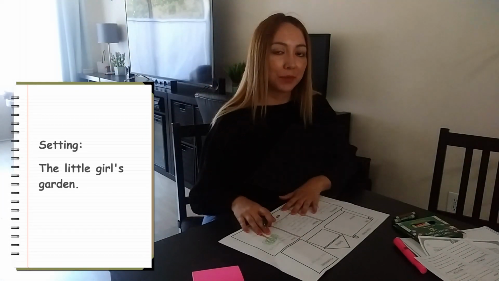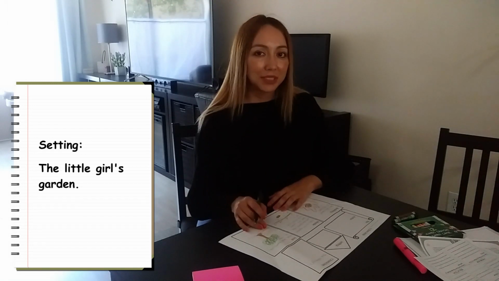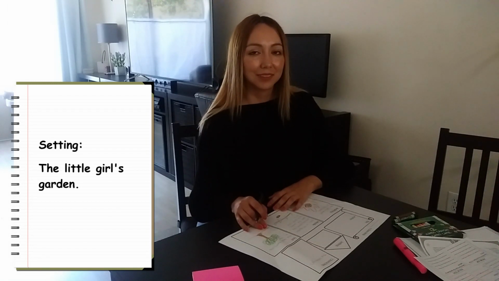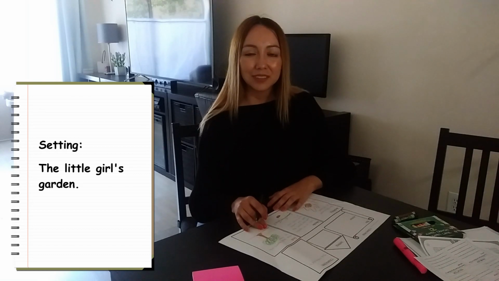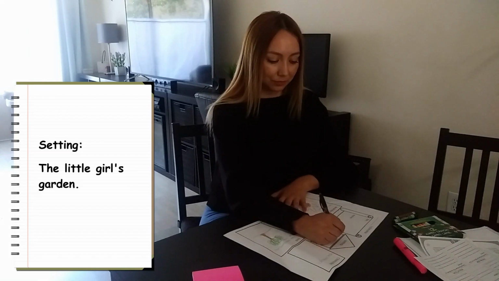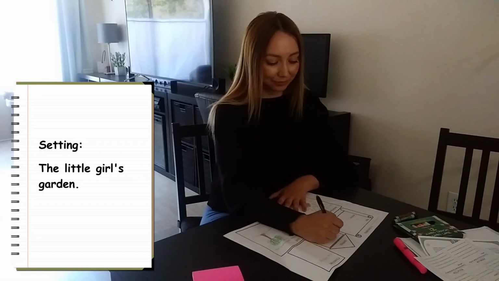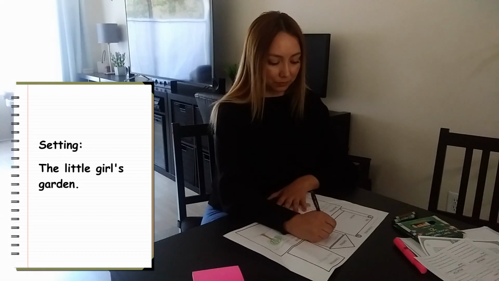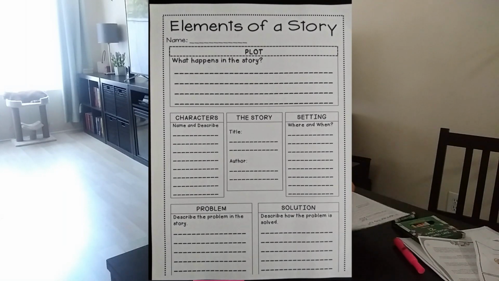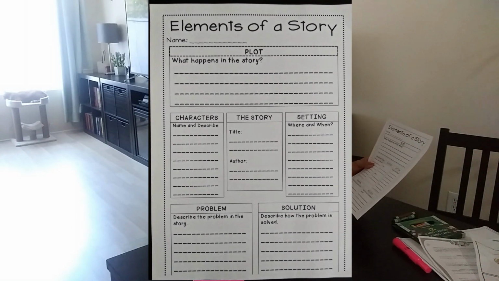We can also describe the setting. So where did this story take place? Kind of like in a garden, right? The little girl's garden? Okay, so that's one way that you can use the story map. You can also take the elements of a story and be a little more descriptive about what happened in the story, the character, the setting, the problem, and the solution.